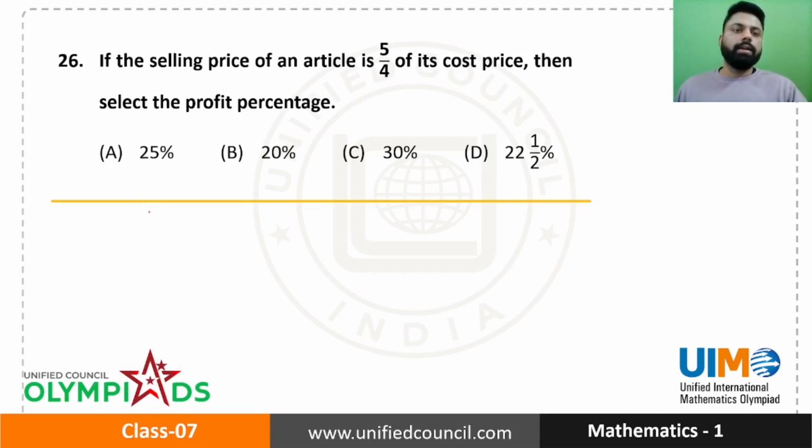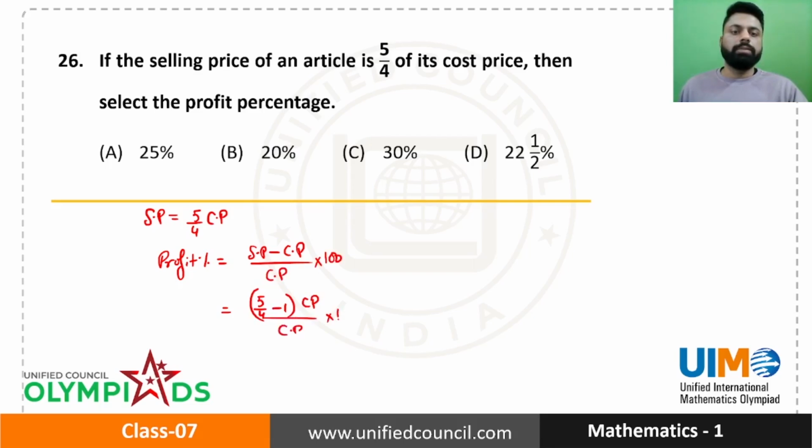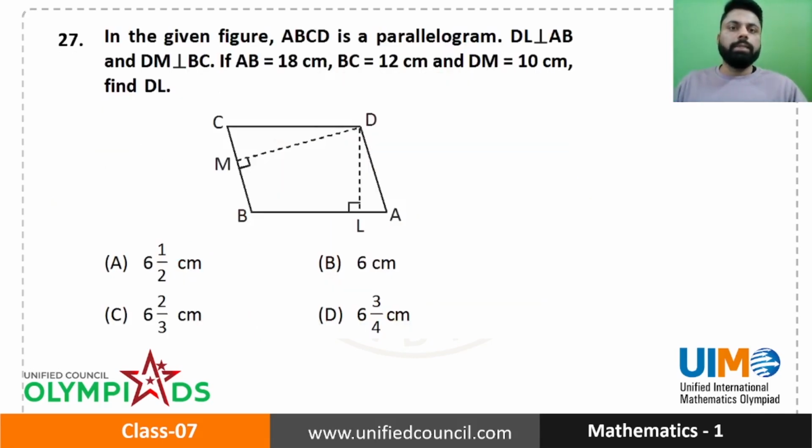If the selling price of the article is equal to 5 by 4 times the cost price, then select the profit percent. Profit percent is equal to selling price minus cost price upon cost price multiplied by 100. 5 upon 4 minus 1 multiplied by cost price upon cost price multiplied by 100. This will get cancelled out. So 5 upon 4 minus 1 is 1 upon 4 multiplied by 100. That is 25%. A option.